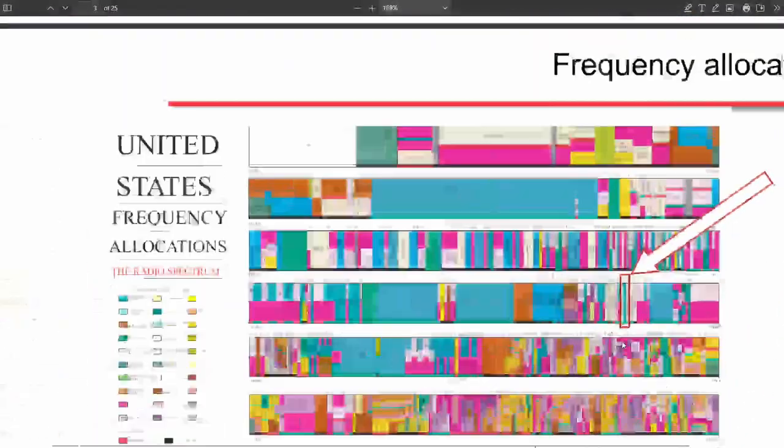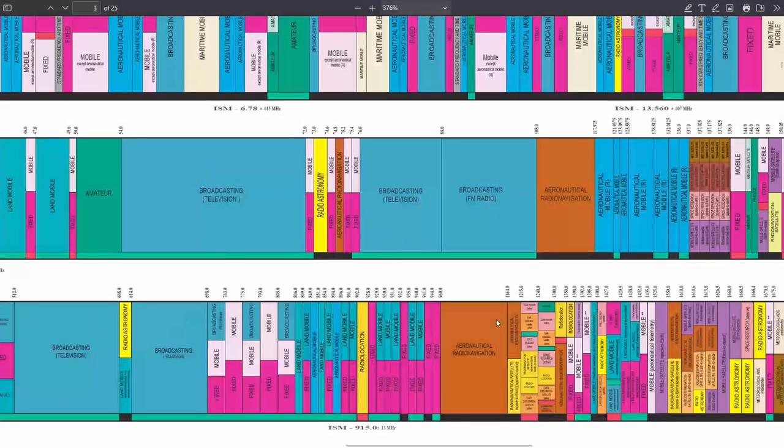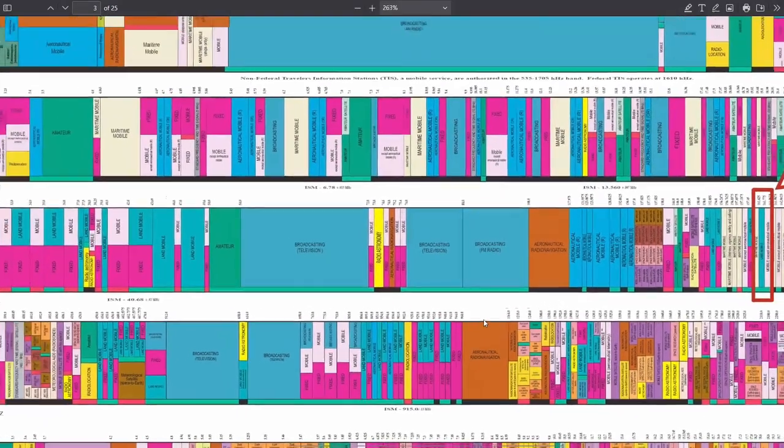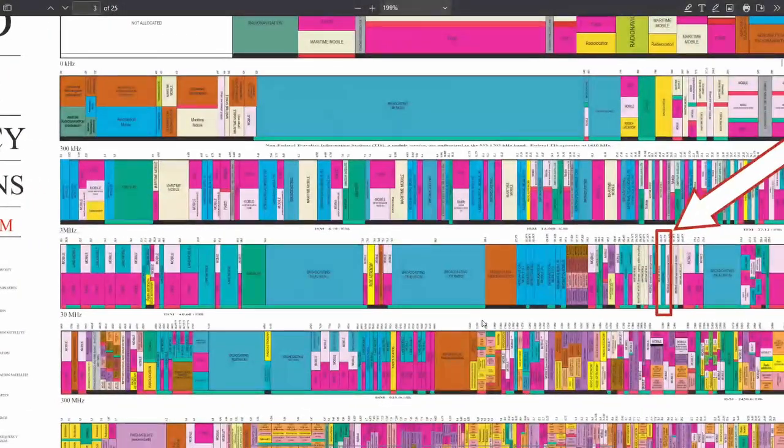Any questions on this? You can look up all of the different allocations for anything. As engineers, sometimes you want to use different parts of the frequency band. Sometimes you want to use other parts.